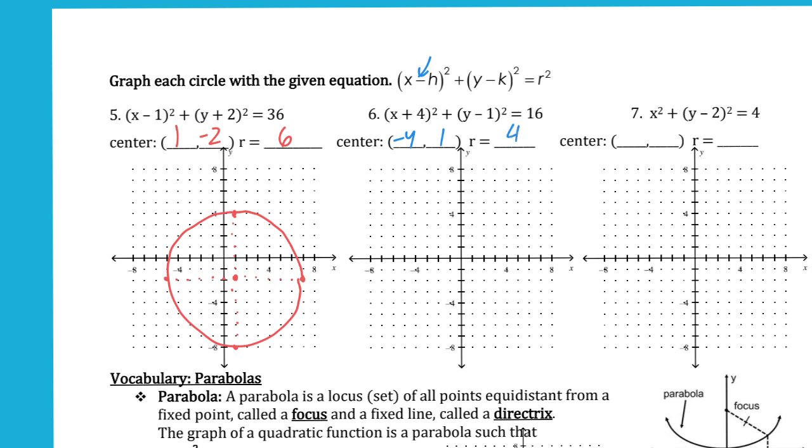So you go left 4, up 1, and that's the center. Go up 4. Go right 4. Go left 4. And down 4. Draw your circle. And you got it.